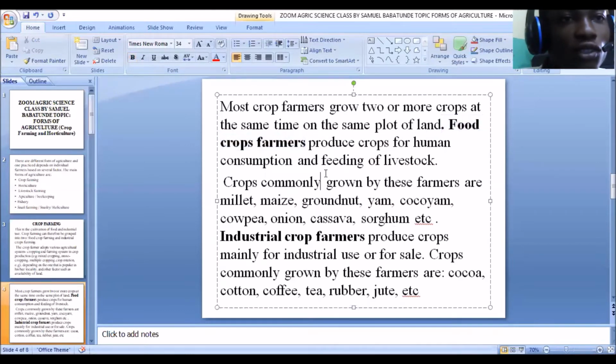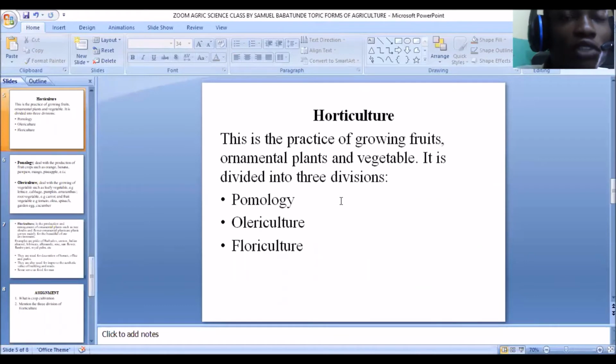Now we move to what? To horticulture, which is the second form of agriculture we are going to be considering today. Now, horticulture is a practice of growing fruits, ornamental plants, and vegetables. Horticulture deals basically with what? With the practice of growing fruits, ornamental plants, and vegetables. We know fruit. Examples of fruit are mangoes, oranges, your banana. So the aspect of agriculture that deals with planting of fruits, cultivation of fruits, is known as horticulture.